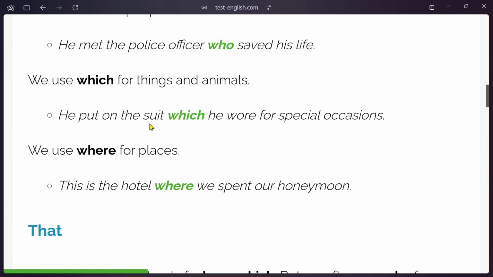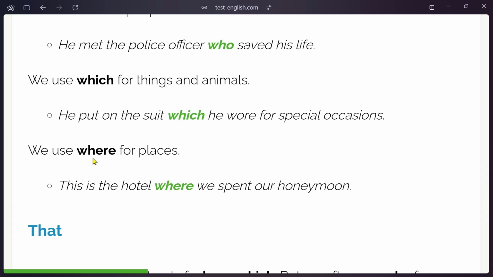We put on the suit which he wore for special occasions. He put on the suit. Remember, put? Put. Right? So you don't know if it's present or past. He put on the suit which he wore for special occasions. Sounds like past. Yes, this is past.